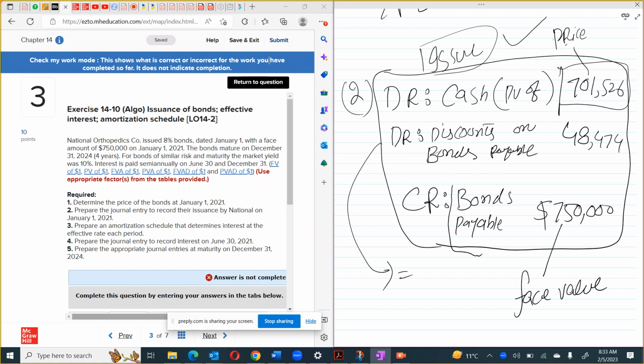Now the next step is, I know the cycle is going on. 717,529 multiplied by 5%. Are you with me? Yes. 35,876. So everything is very simple now. What I am doing is the amortization.